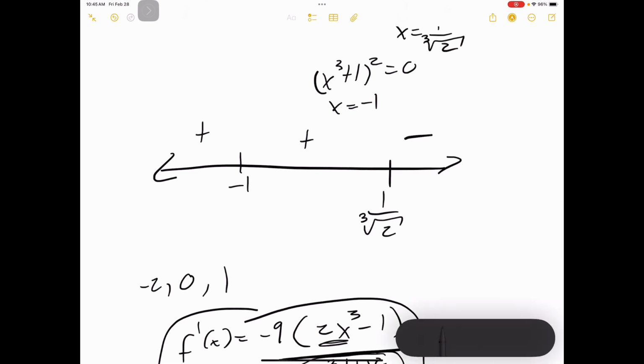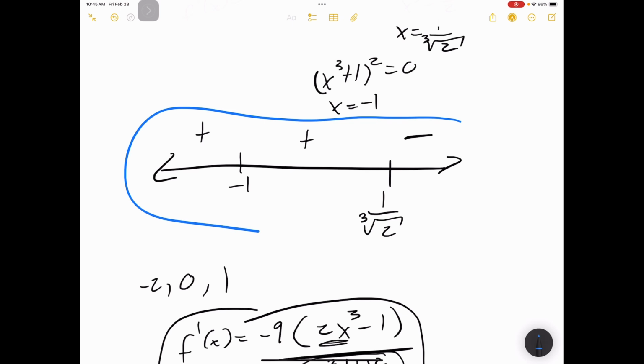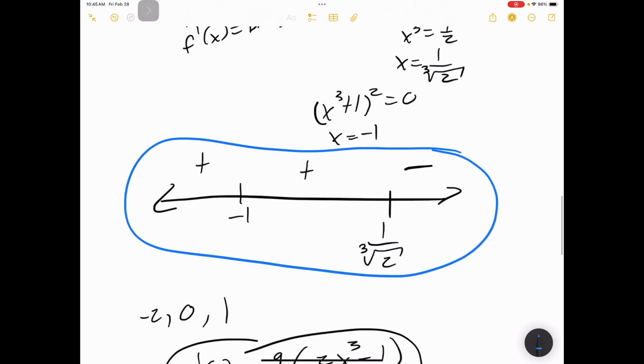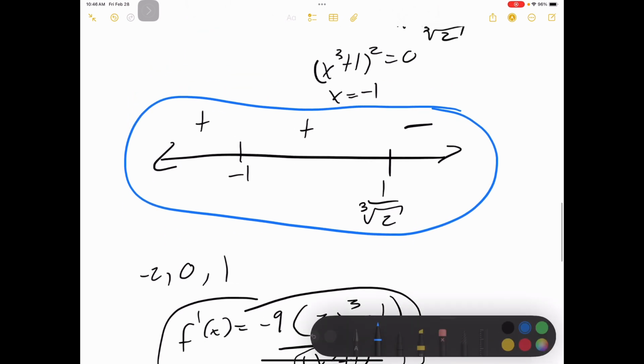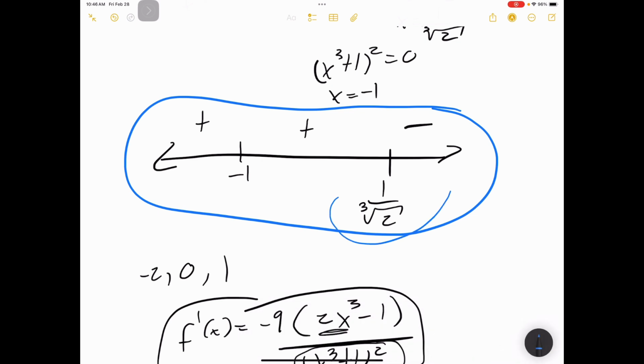And so we have, I can do one of my circles here. We have where this function is increasing and decreasing, and our local extrema. Specifically, we see that we are increasing to the left of 1 over cube root of 2, and we're decreasing to the right of it. So if we're going from increasing to decreasing, we can see that we're going to have a local maximum. We can see very clearly there that there will be a maximum there.